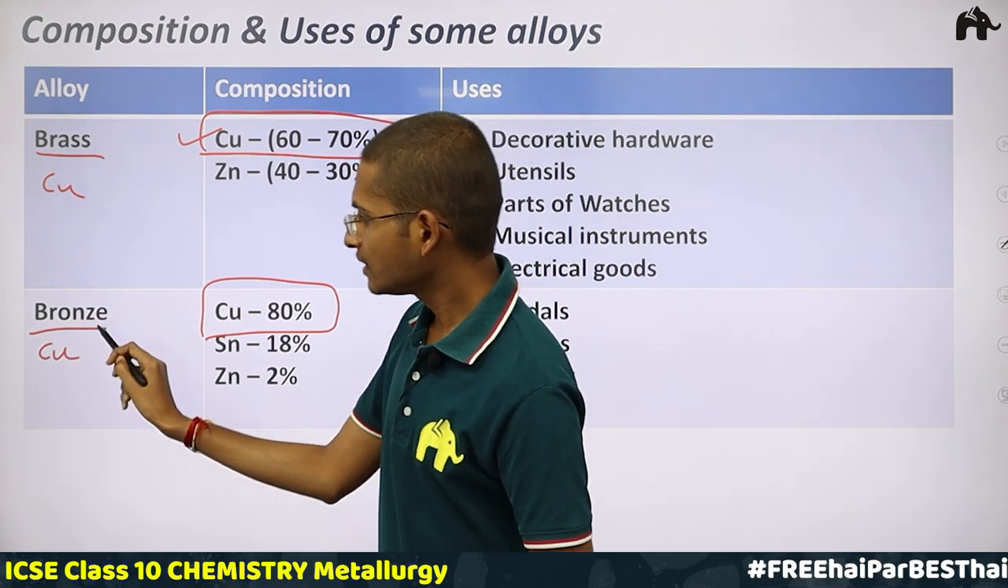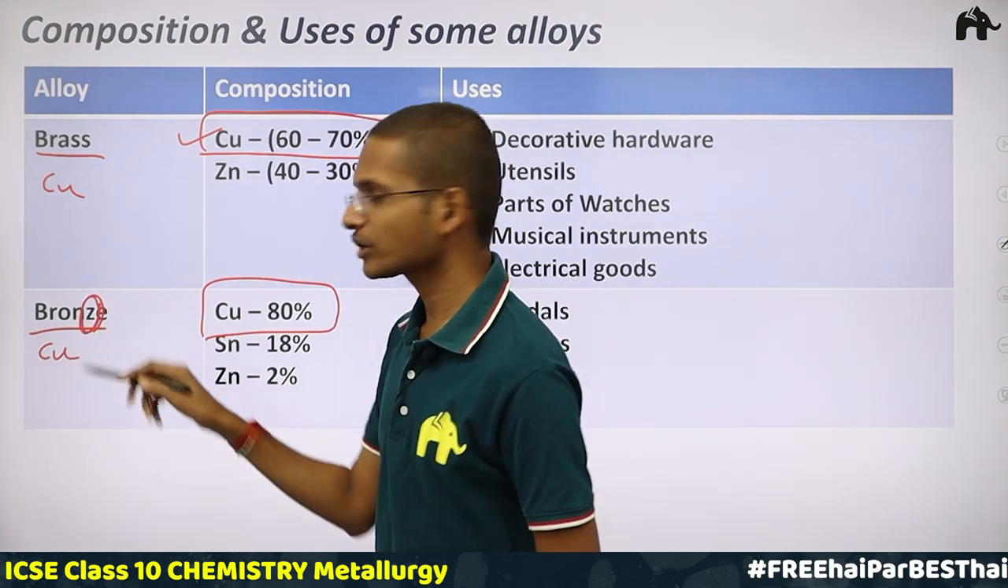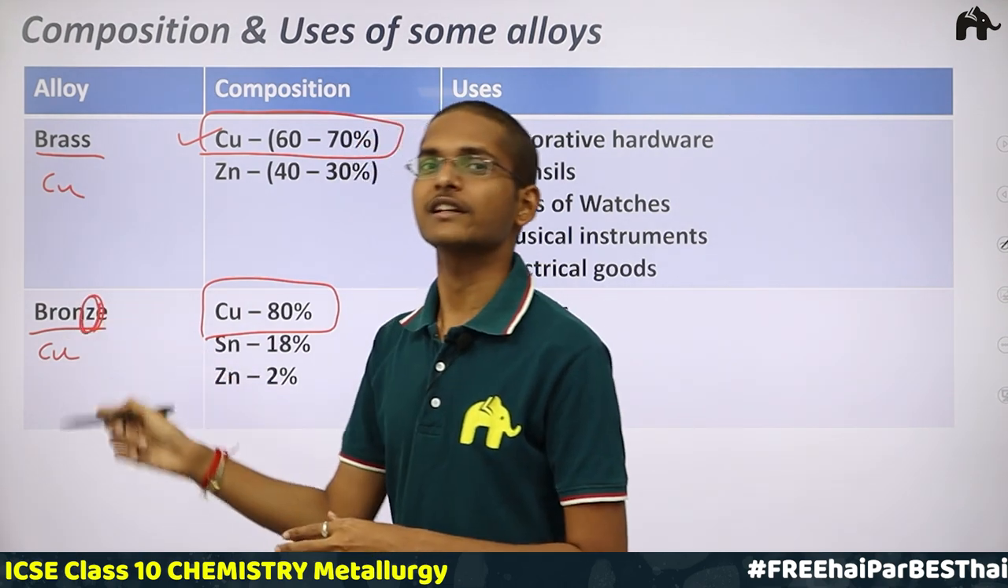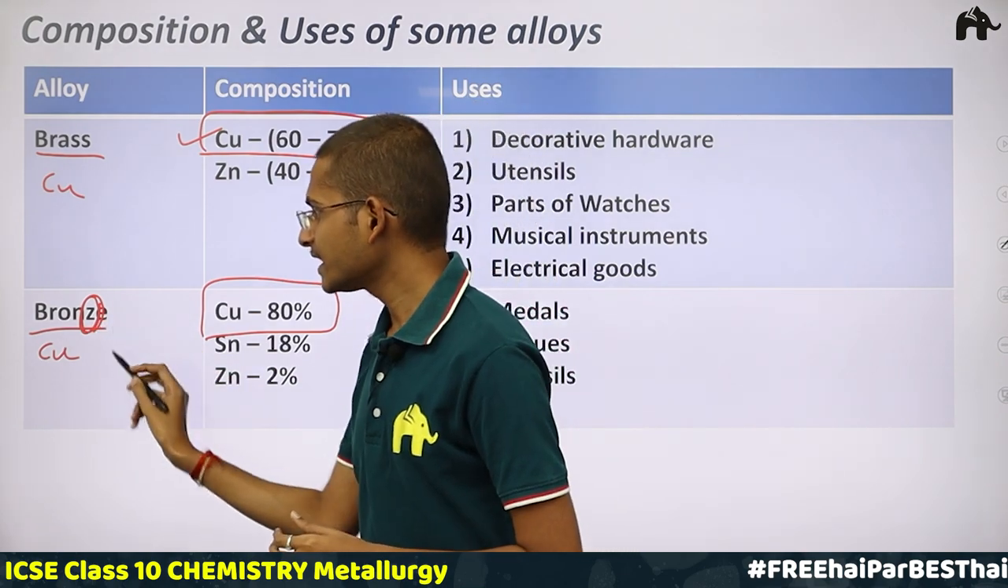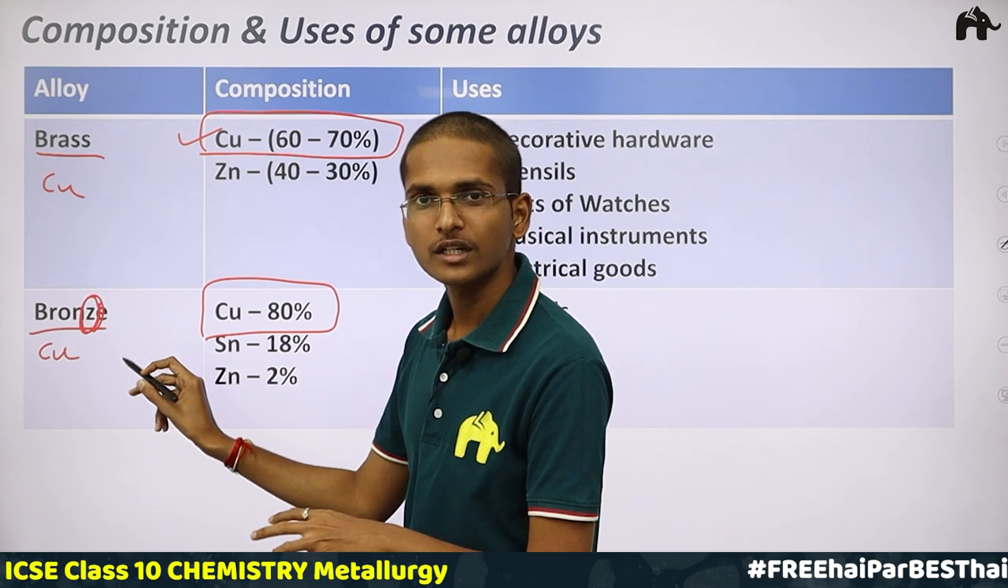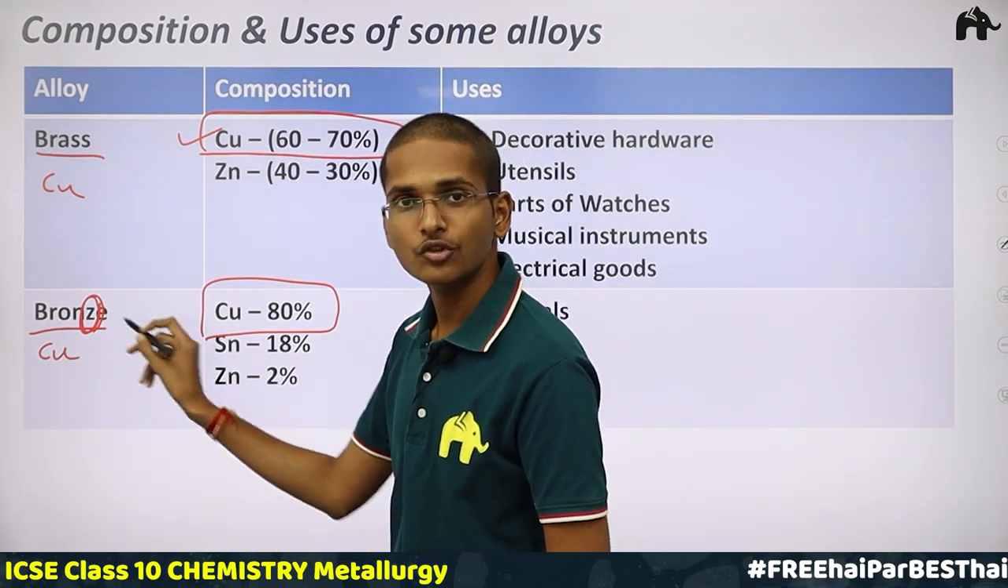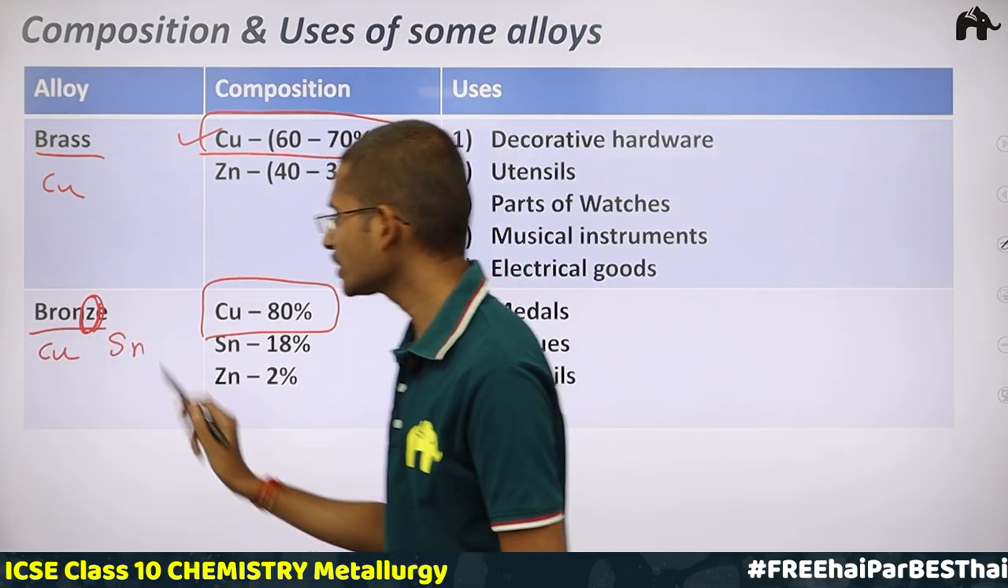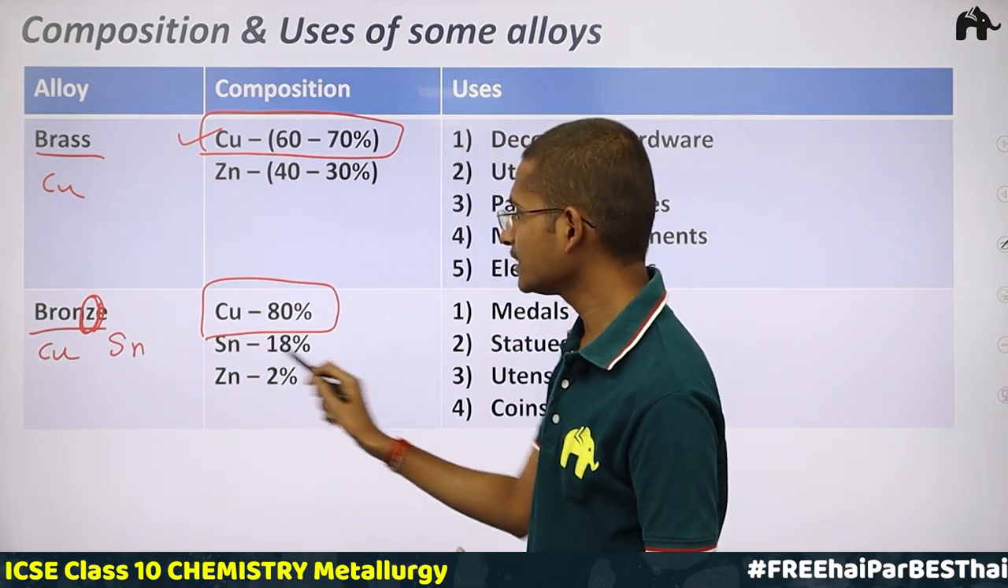Now see here, the letter Z is there. But don't fall in love with this letter Z, because this Z does not tell you that bronze is made up of zinc. The other principal metal, other than copper, is tin. Not zinc, because tin is 18%.